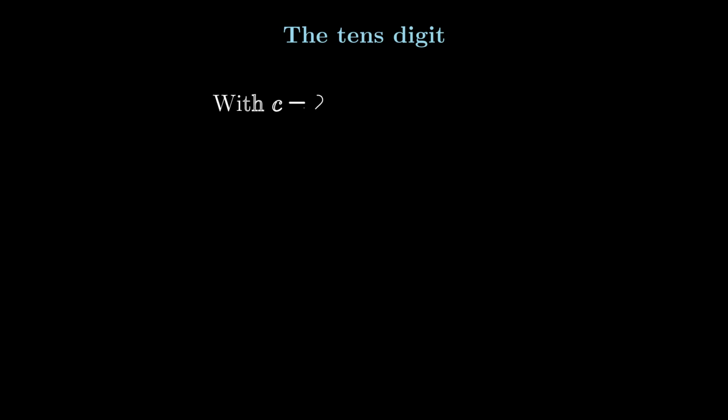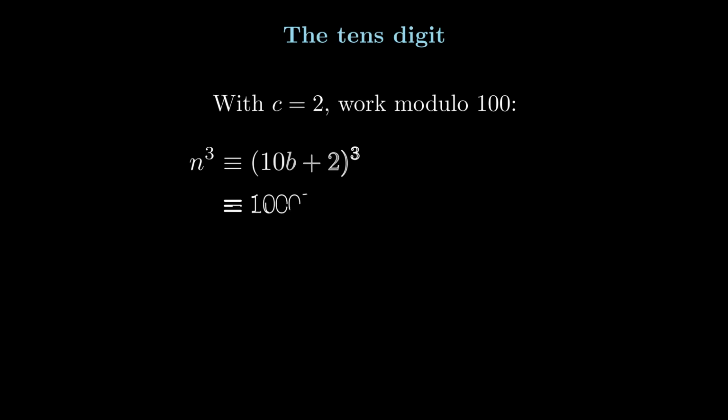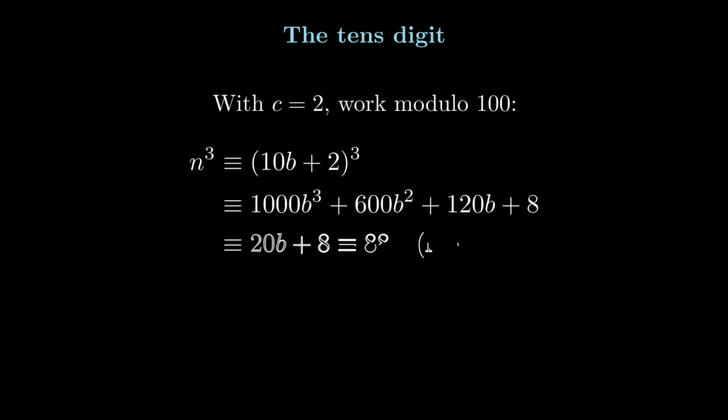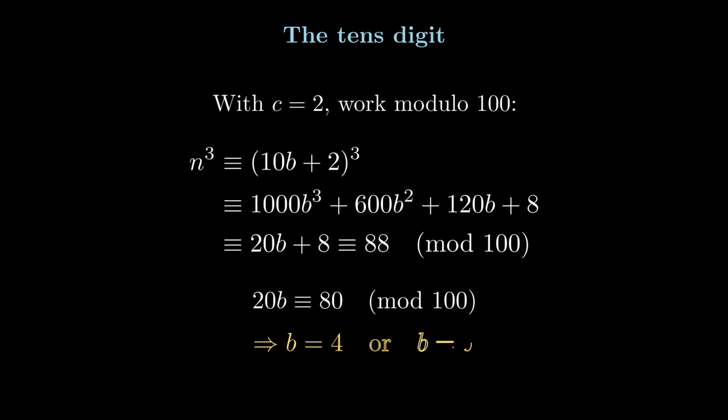Next, the tens digit. With c equal to 2, we now work modulo 100. Expanding (10b plus 2) cubed using the binomial theorem and reducing modulo 100, everything collapses to 20b plus 8, which has to be congruent to 88 modulo 100. So 20b is 80 modulo 100, giving b equals 4 or b equals 9.